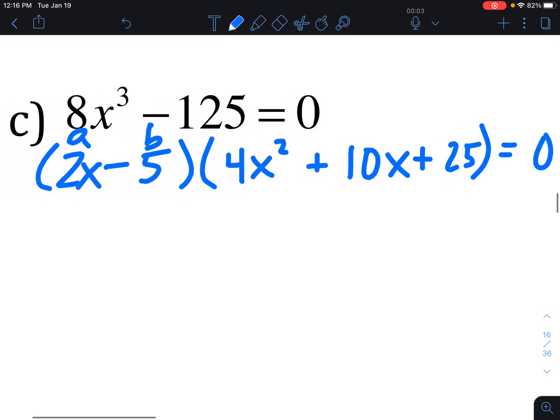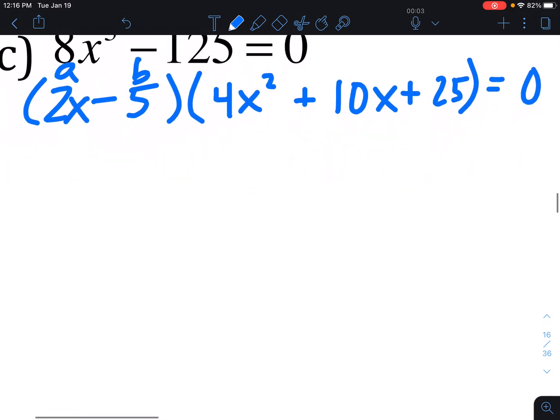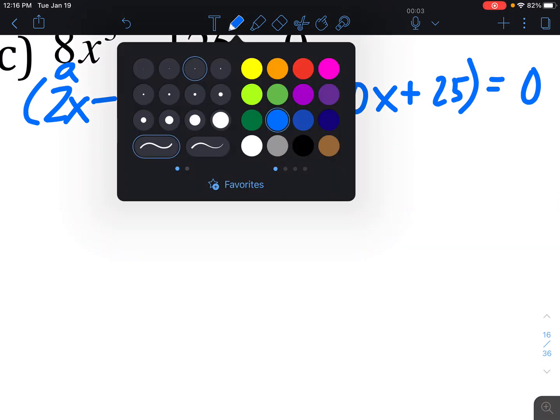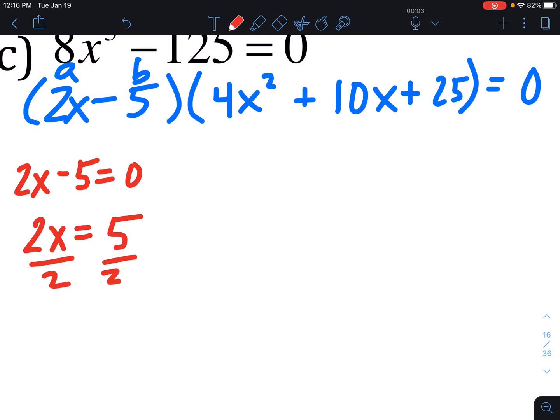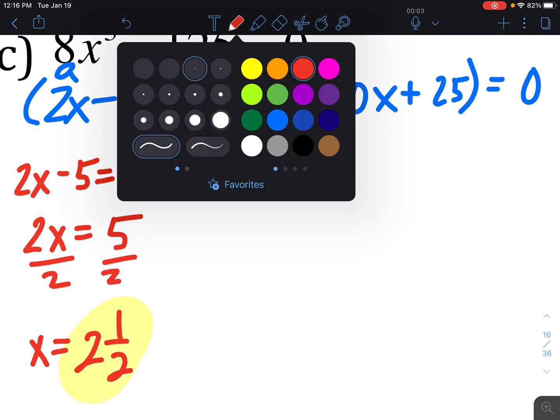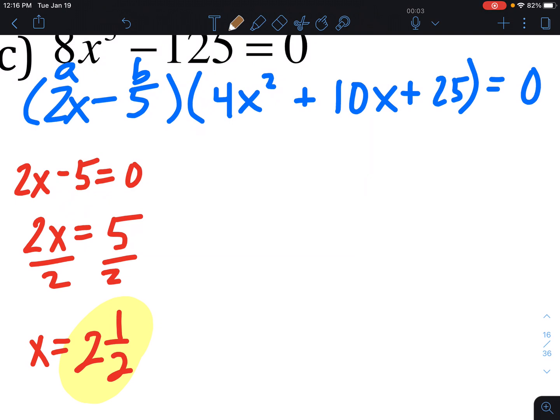Okay, again, we have equations, it's answer time. Now the first one, let's set this equal to 0 and solve for x. We're going to add 5, and then divide by 2. And you can call it 2.5. And then what do we do with the other one? The trinomial, you should be thinking again, Pythagorean theorem.